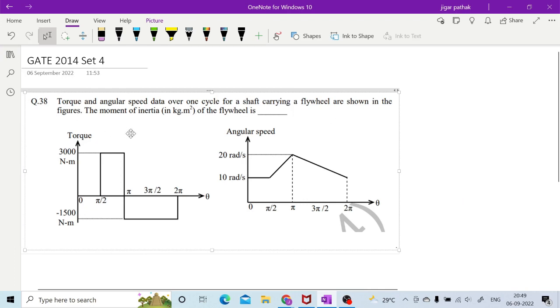Next one. Here torque and angular speed data over one cycle for a shaft carrying a flywheel are shown in the figures. The moment of inertia of the flywheel is here. Actually you have to take all the data from the figures which are given to you. So can you try this? Yes, sir.